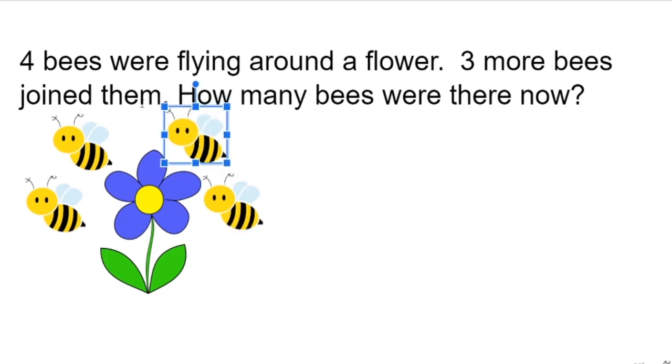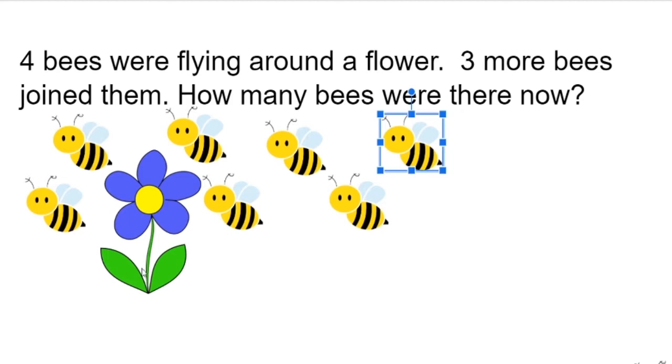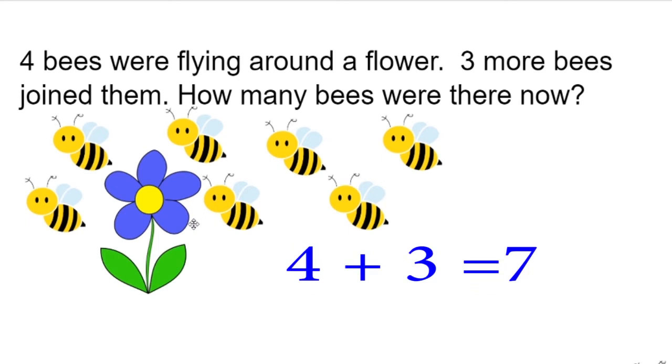3 more bees joined them. How many were all together? Okay, so let's draw those 3 bees. 1, 2, 3. 4 bees were around the flower. 3 bees came to join them. How many bees are all together? Let's count. 1, 2, 3, 4, 5, 6, 7. 7 bees all together. We used a picture of the bees to see how many bees are all together, and we solved the problem that way. And the math sentence would be 4 plus 3 equals 7.